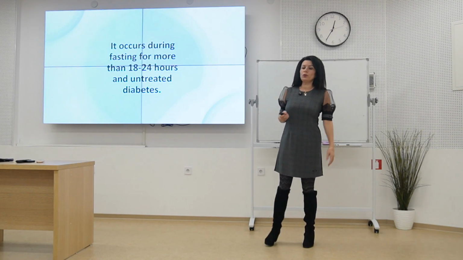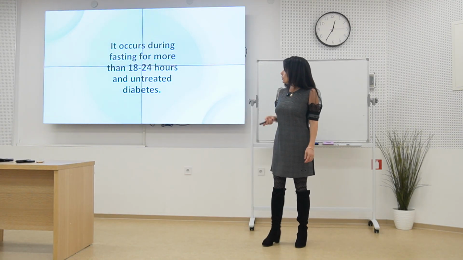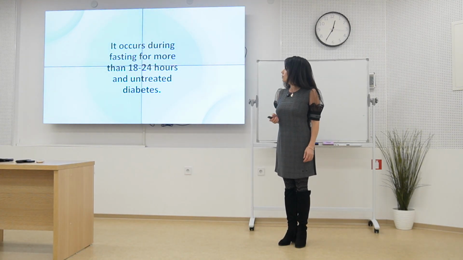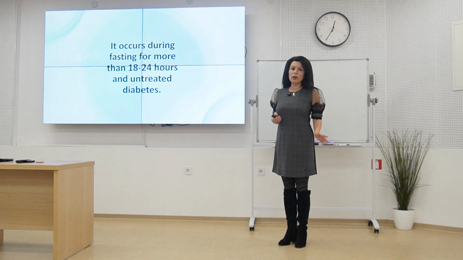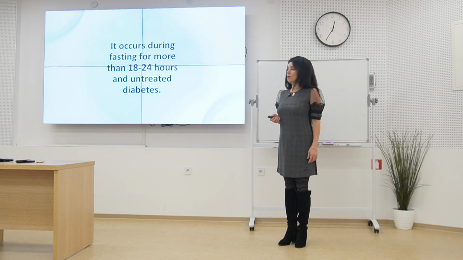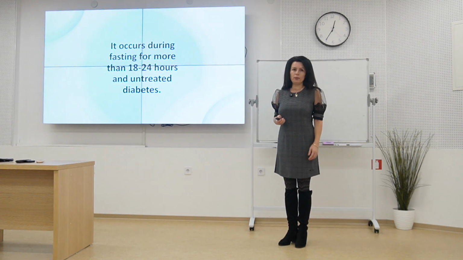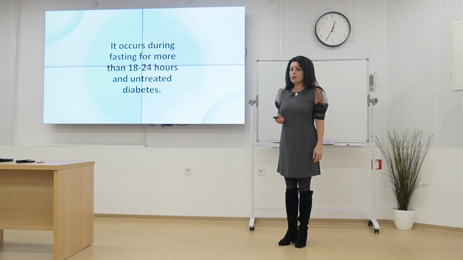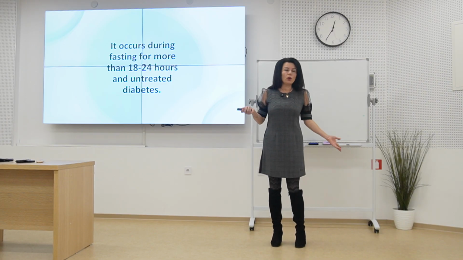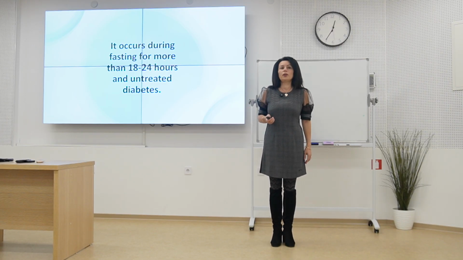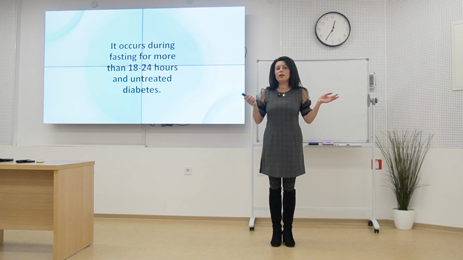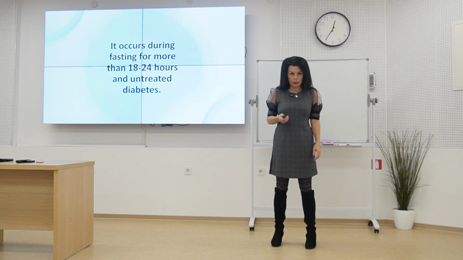When does gluconeogenesis occur? It occurs during fasting of more than 24 hours and/or untreated diabetes. Untreated diabetes is a so-called starvation state because there is a lot of glucose in the blood but none in the cells. That's why it's called starvation for the cells.